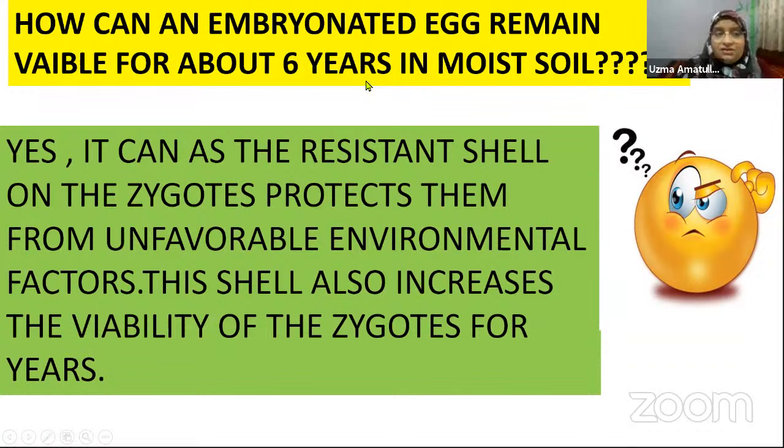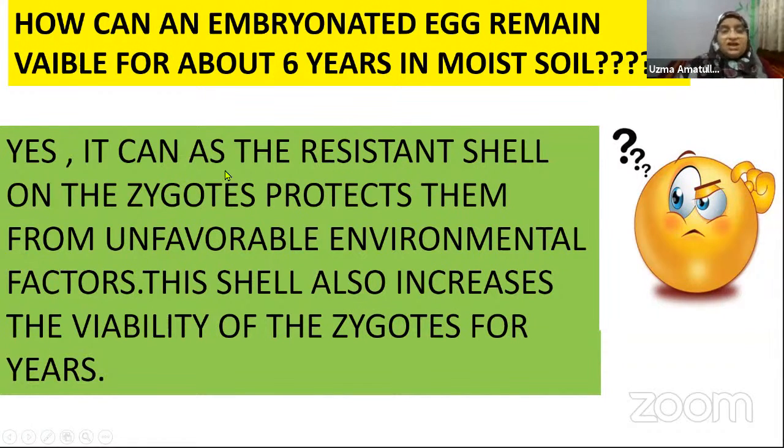Is it possible? How can it be possible? Now here, yes, it is possible. Why? Because there is a resistant shell, which has protein, chitinous, and lipid layers. So the shell is very resistant. Resistant means it will not allow any unfavorable conditions outside to enter into this larva, into the zygote, into the developing embryo.